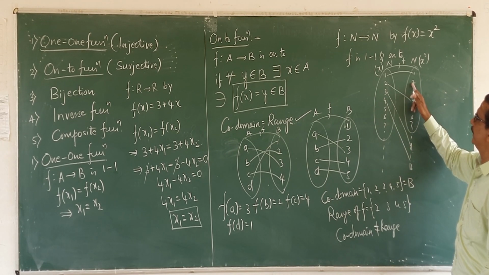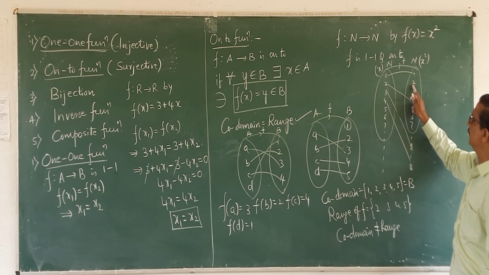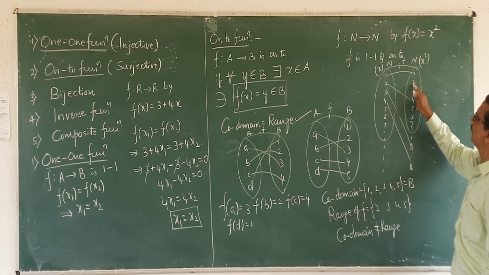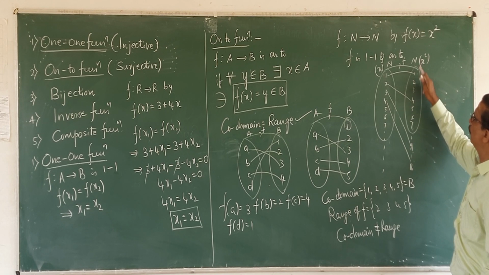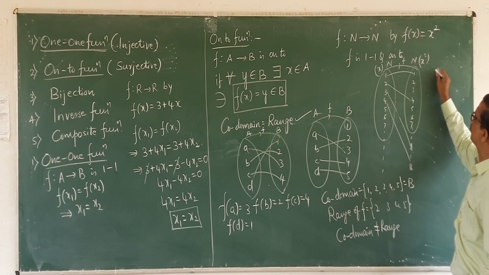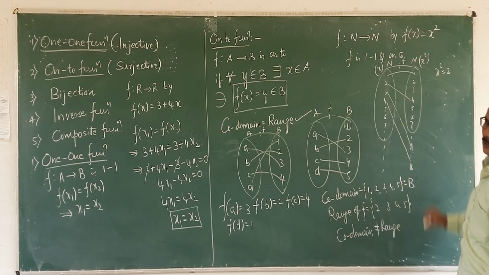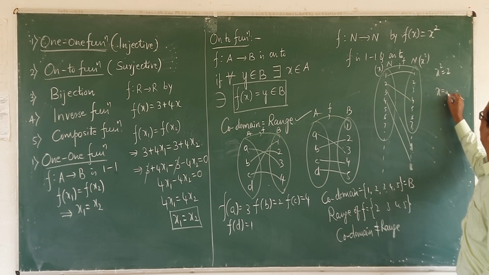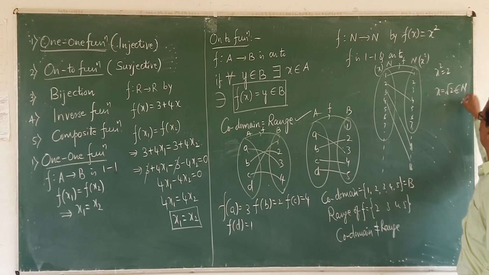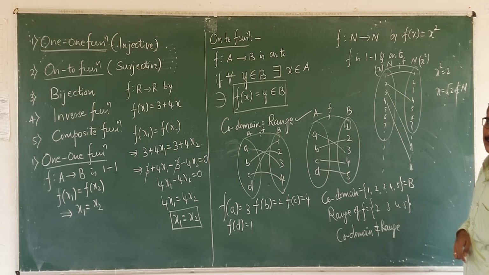No need. If we take 2, does 2 have an image? No. Why not? See, 2 belongs to the codomain. What is the codomain? x square. x square is equal to 2, but what is the domain? What does the x value become? √2. Is √2 a natural number? It does not belong to natural numbers.